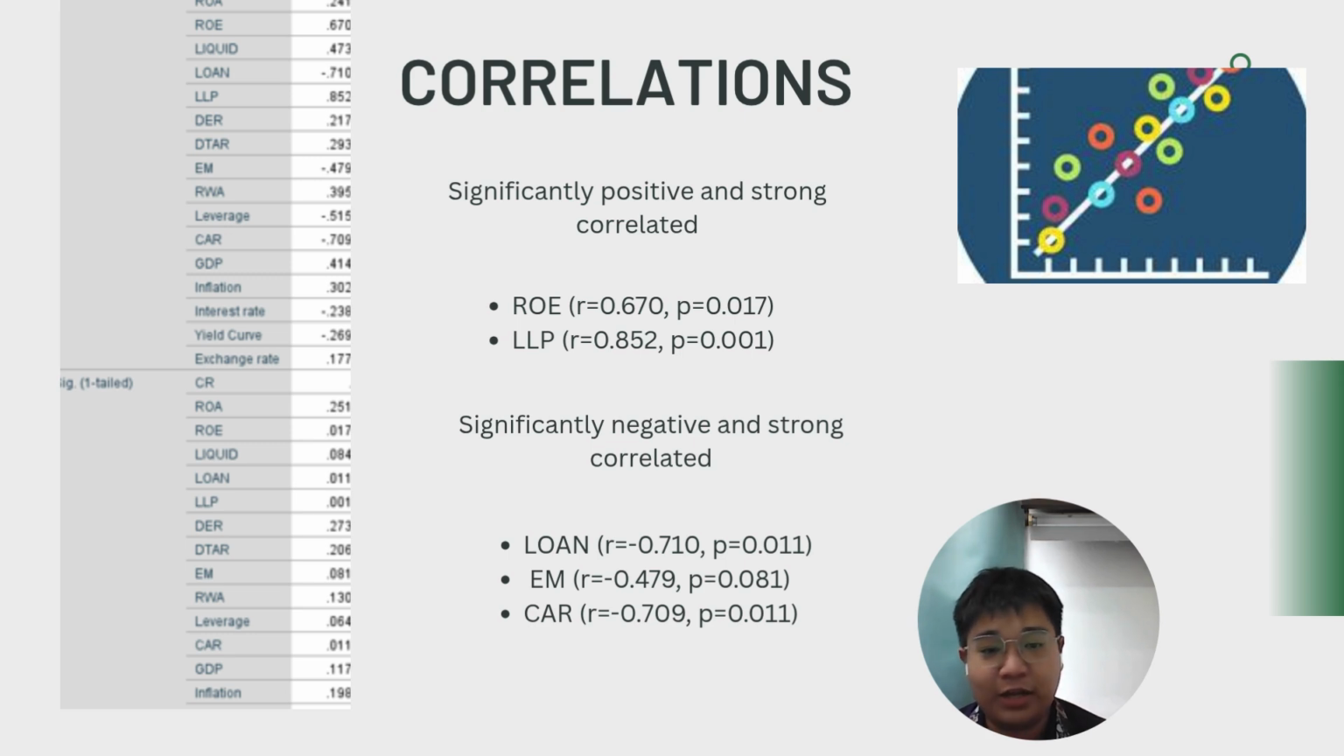On the other hand, loan and CAR are both strongly and significantly negatively correlated with credit risk. For loan, the correlation is R equals negative 0.710 and P is 0.011, meaning that banks with more loans may experience lower credit risk, possibly due to better credit screening or diversified lending. Similarly, CAR, which is capital adequacy ratio, has a correlation of negative 0.709 and P equals 0.011, suggesting that banks with a strong capital position are better protected against credit risk.